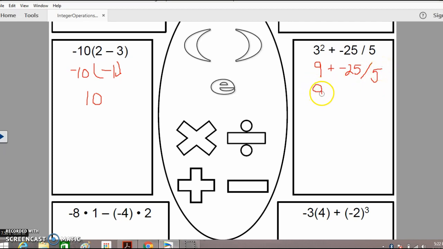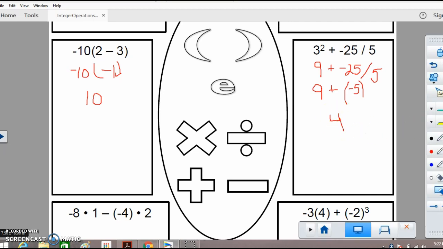Okay, so I'm going to rewrite the 9, but this time I see division. That's what that slash means. And I know negative 25 divided by 5 gives me a negative 5. Now I am going to put it in parentheses just so you can differentiate between the plus and the minus. And if I have 9 and I add to that a negative 5, I should end up with 4. A couple more to do.